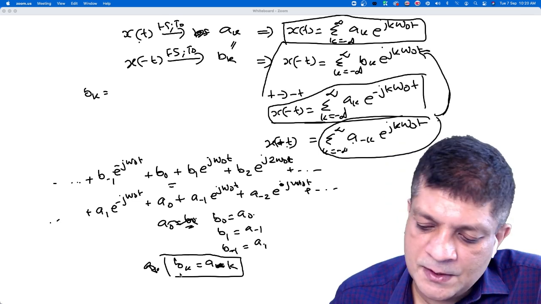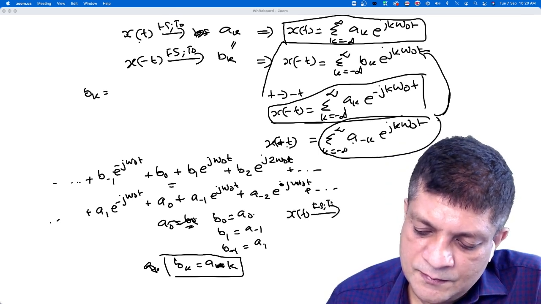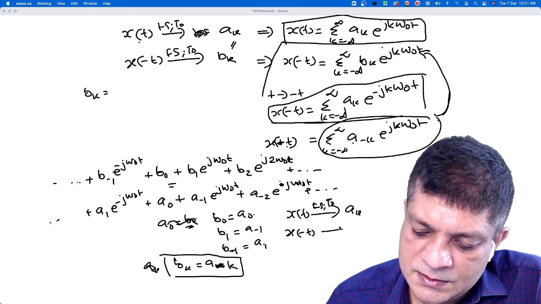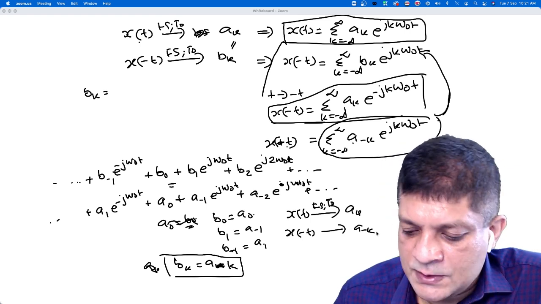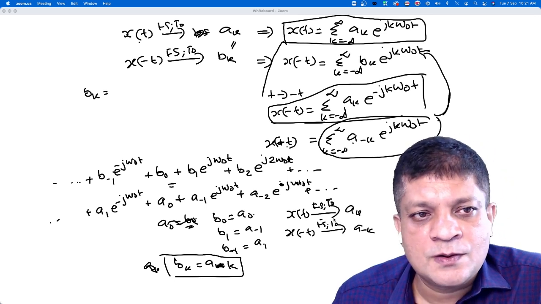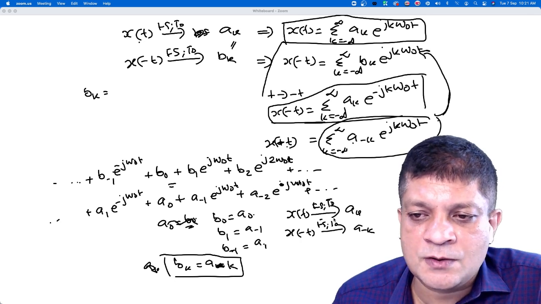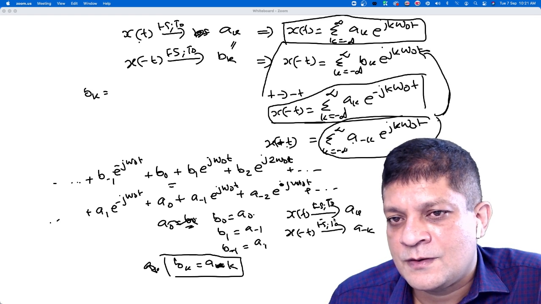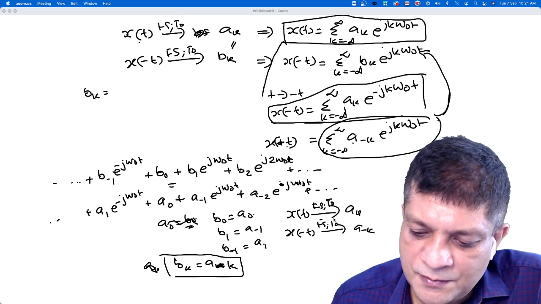What does it mean? If x of t has Fourier series coefficients ak with respect to period t naught, then x of minus t has coefficients a minus k, with the same period t naught. What does it mean? If you are flipping the signal, Fourier series coefficients are also flipped, isn't it? Yes. If you flip the signal, Fourier series coefficients are also flipped.